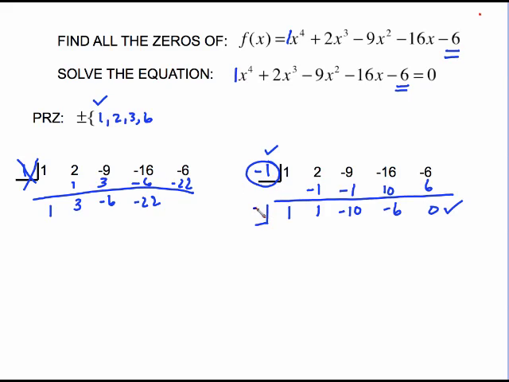Time to try the 2. Put a 2 here. Bring down your 1. 2 times 1 is 2. Add and get 3. 2 times 3 is 6. Add and get negative 4. 2 times negative 4 is negative 8. Nope, that's not going to work.